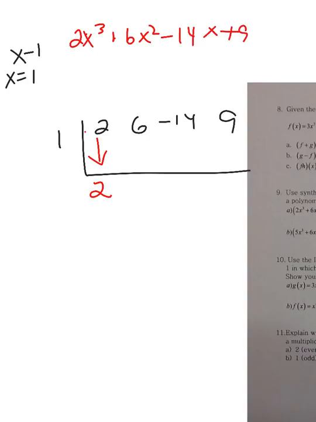Now I multiply 1 times 2 is 2. 6 plus 2 is 8. 1 times 8 is 8. Negative 14 plus 8 is negative 6. Times 1 is negative 6. And I'm left with 3.